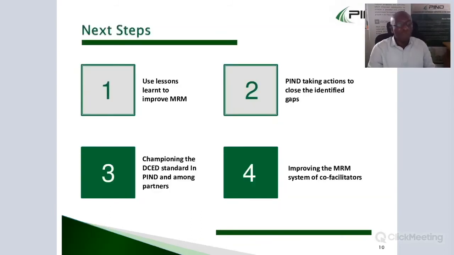So first and foremost, we wanted to use the lessons learned to improve our results measurement system, because one thing that the audit does is to come up with a comprehensive report. It doesn't just score, it also gives feedback in terms of the strengths and weaknesses of all the elements of the DCED standard. And so at the moment, PIND is taking actions to close those gaps that we identified. And we are now championing the DCED standard in PIND as well as amongst our partners.